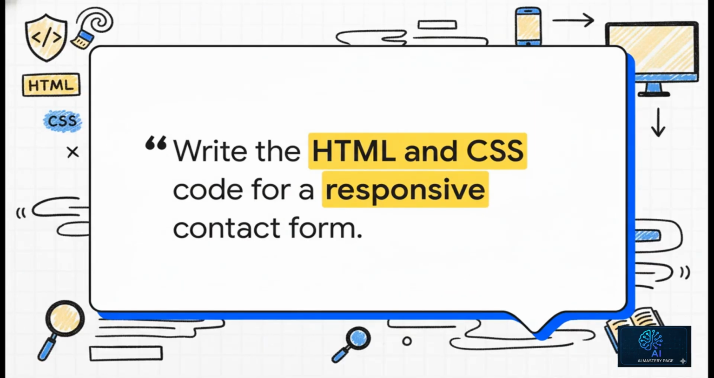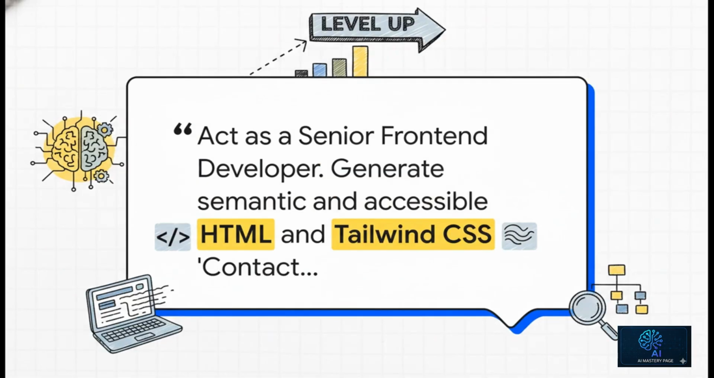Now watch what happens when we add just a little bit of specifics. By simply telling the AI which technologies to use, in this case, HTML for the structure and CSS for the style, and then adding that magic word responsive, we're making sure the form will work on phones and desktops. The results are already dramatically better. But this is where the power user approach really shines. Just look at the level of detail here. We're assigning a role, specifying a modern framework like Tailwind CSS, and giving clear, explicit instructions on the layout. This is how you go from a pretty basic result to a professional-grade one.